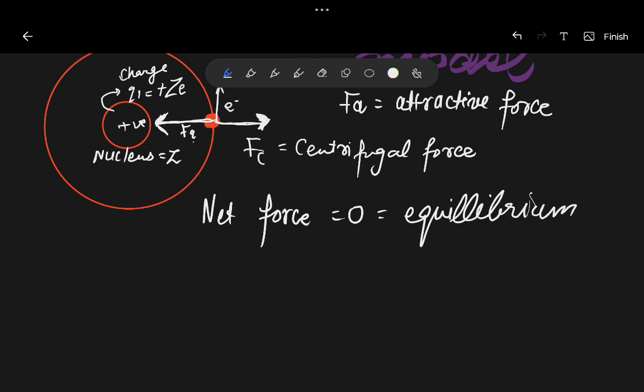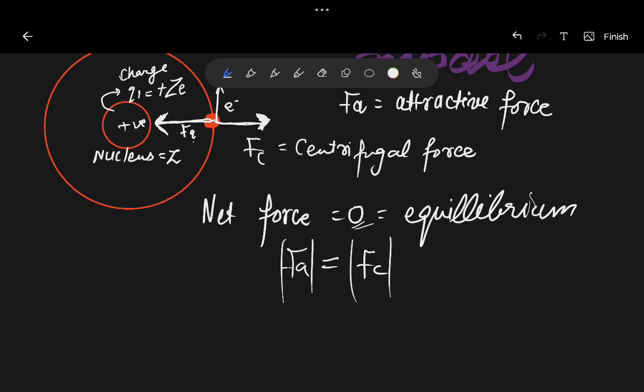Equilibrium means if the object is at rest, it will stay at rest. If it is in some uniform motion, it will stay in uniform motion. So now we have to make Fc and Fa equal, to get the net force zero. We have to make sure that these two forces are equal, and because we are talking about just the magnitudes, I'm going to add the modulus here.